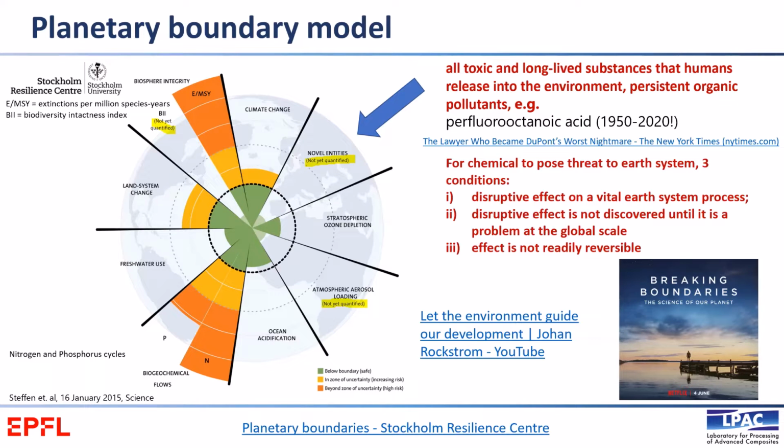The thing is, for a chemical to pose a threat to Earth systems, as is defined today, it's got to have a disruptive effect on a vital Earth system. This effect isn't discovered till it's a problem at the global scale. Whoops, a bit too late. You want to find out a bit more quickly than that. And the effect is not readily reversible. So my generation, Generation X, invented all these amazing chemicals, but some of them have really big problems for the environment. So always think about this when you're developing new materials.